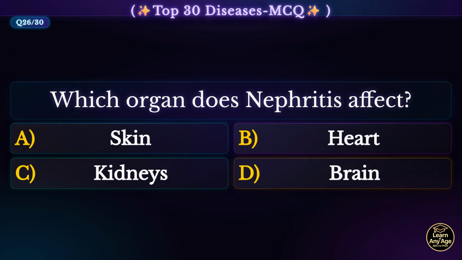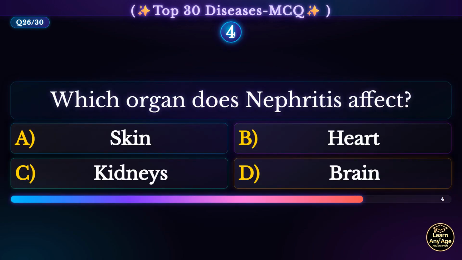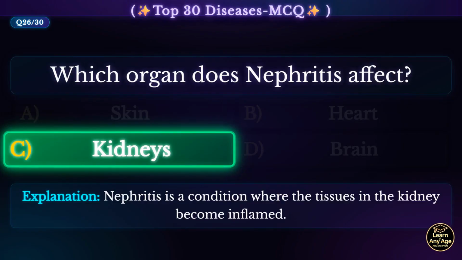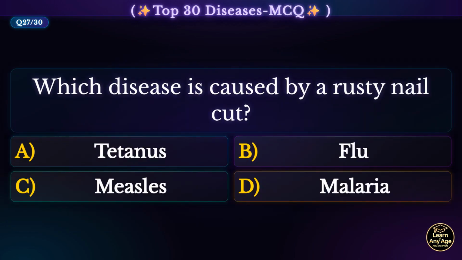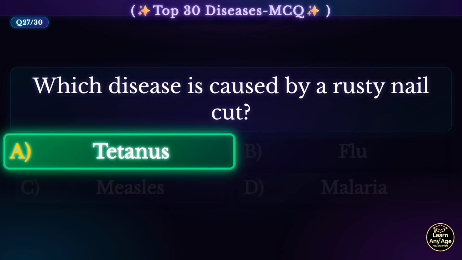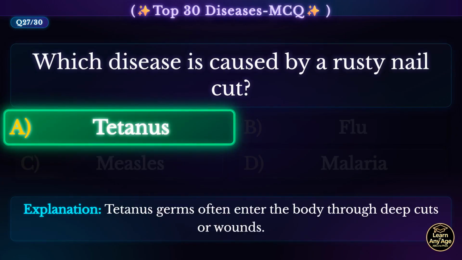Which organ does nephritis affect? Kidneys. Nephritis is a condition where the tissues in the kidney become inflamed. Which disease is caused by a rusty nail cut? Tetanus. Tetanus germs often enter the body through deep cuts or wounds.